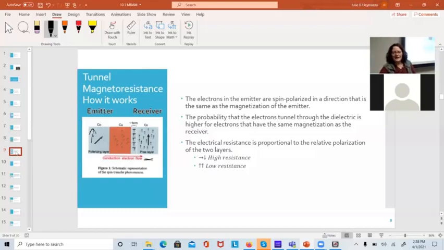Okay. So if the two layers are polarized in orthogonal directions, I have a high resistance. If they're polarized in non-orthogonal directions and they're equal, going in the same direction, I have a lower resistance. So the electrical resistance is proportional to the relative polarization of the two layers.